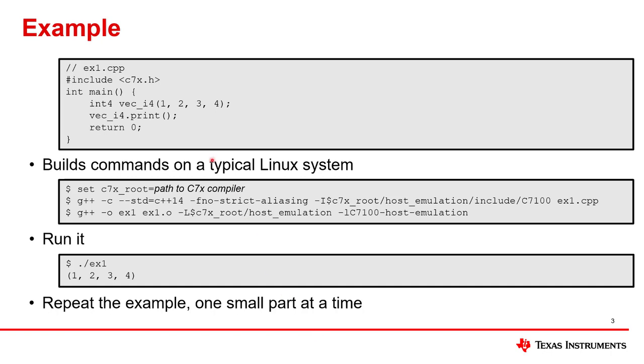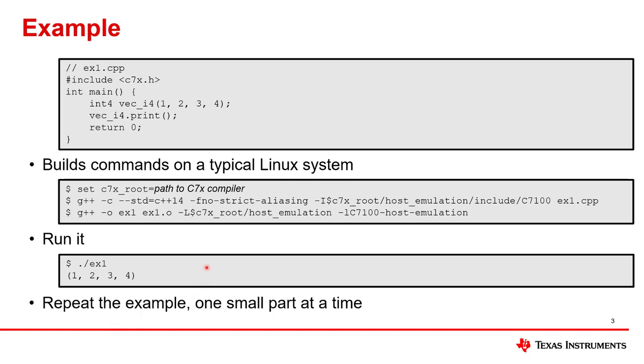Please consider this simple example. It's a C++ file with these source lines in it. It's got one vector and it prints that vector out. These are the build commands for building this for a typical Linux system. The first command creates a variable C7X_root to point to the full path of wherever the C7000 compiler is installed. And then that command compiles it. This command links it, creating the executable ex1, and this is what it looks like when you run it. It prints out the contents of that vector, 1, 2, 3, 4.